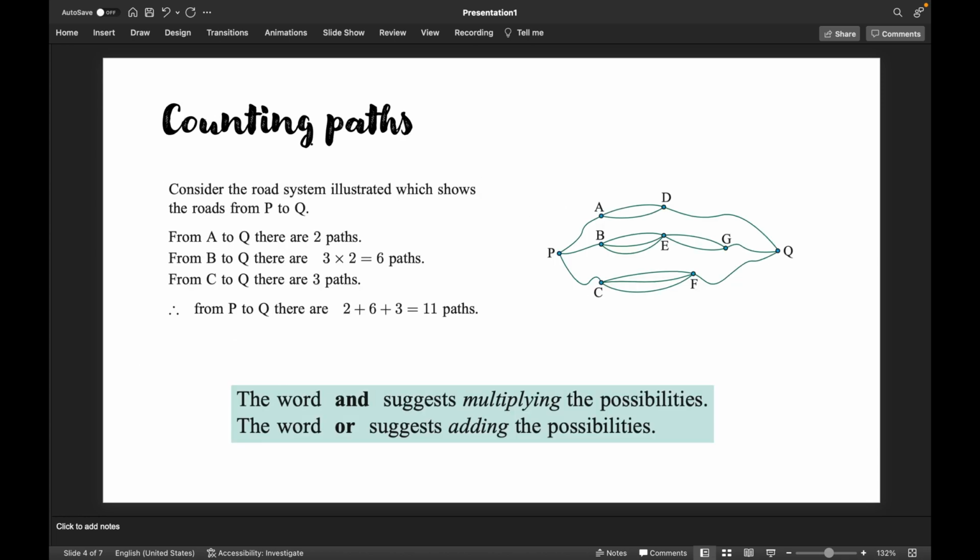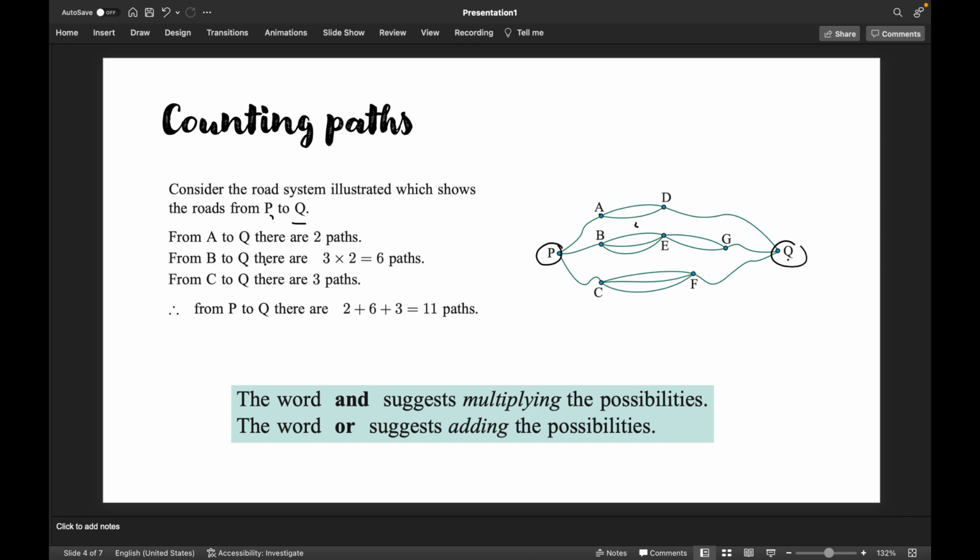Let's move on to the counting parts. This is very similar to the product rule. But in this one, we're going to look at different possibilities. So I really like this example, so I'm going to explain this. We have to consider the road system illustrated, which shows the roads from P to Q. This is P, this is Q. From A to Q, there are 2 paths, 1 and 2.